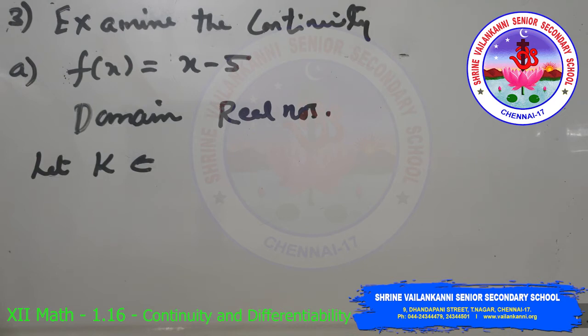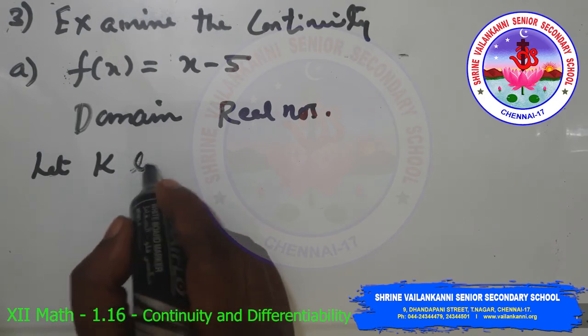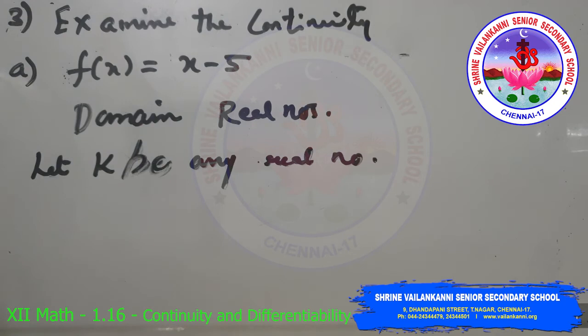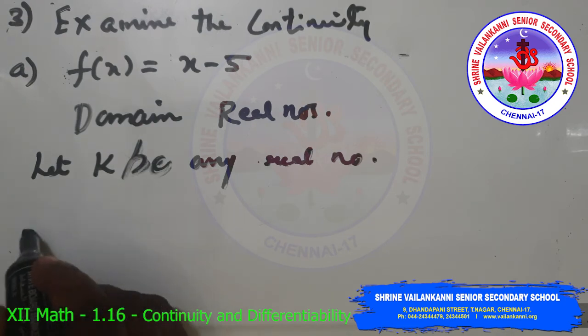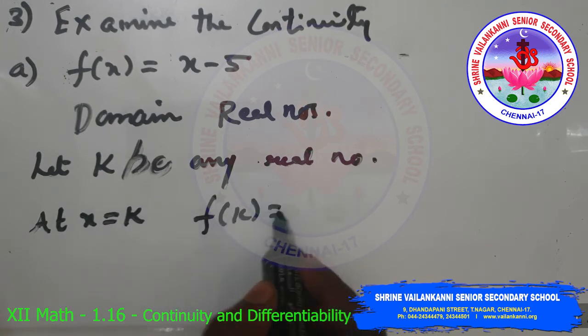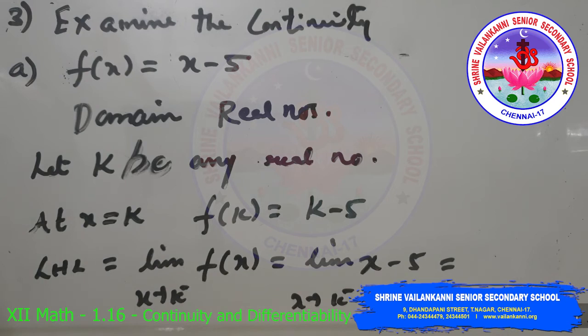Let k be any real number, at x equal to k. So f of k equal to k minus 5. If we substitute any real numbers, the answer will be a real number. Then the left hand limit, x tends to k minus f of x, which is equal to limit x tends to k, f of x is x minus 5, so k minus 5.